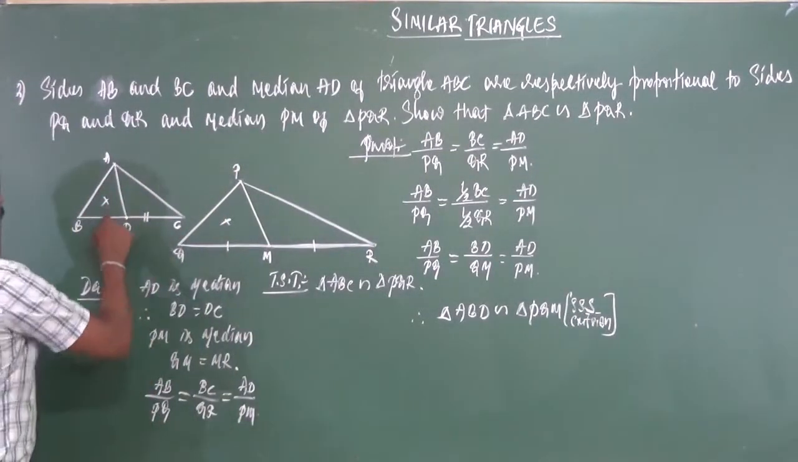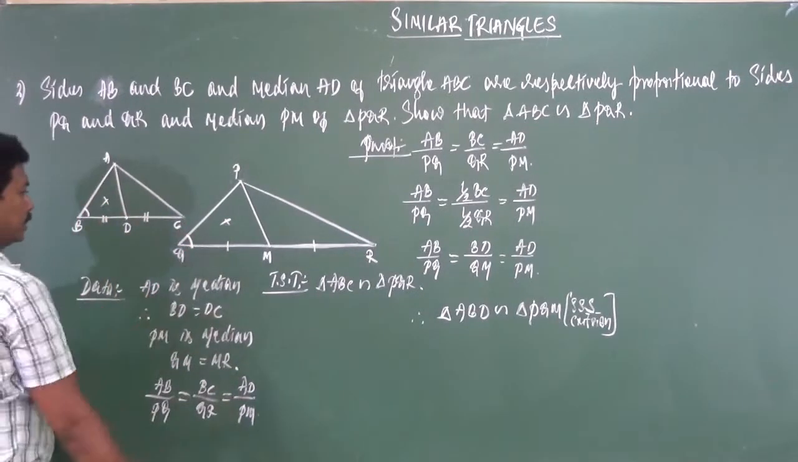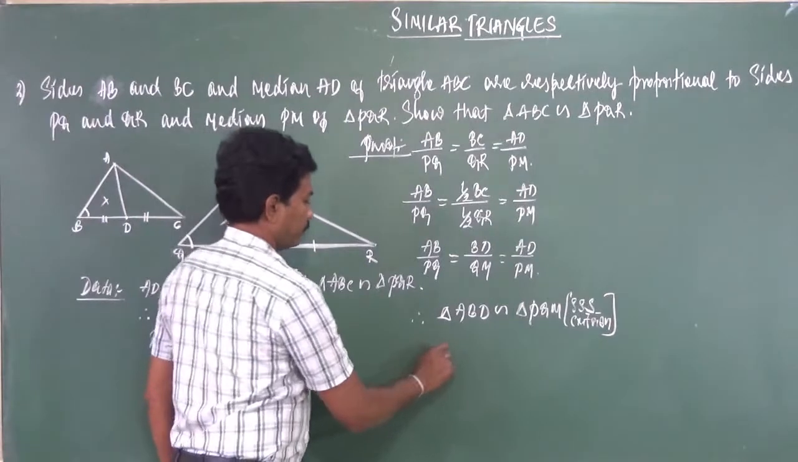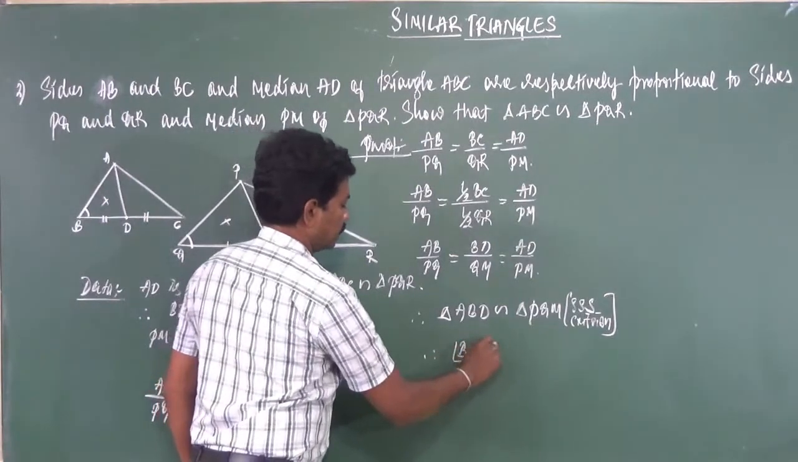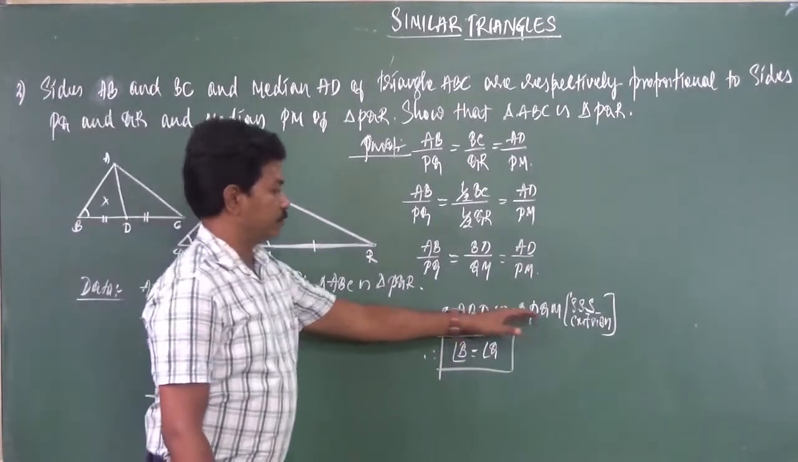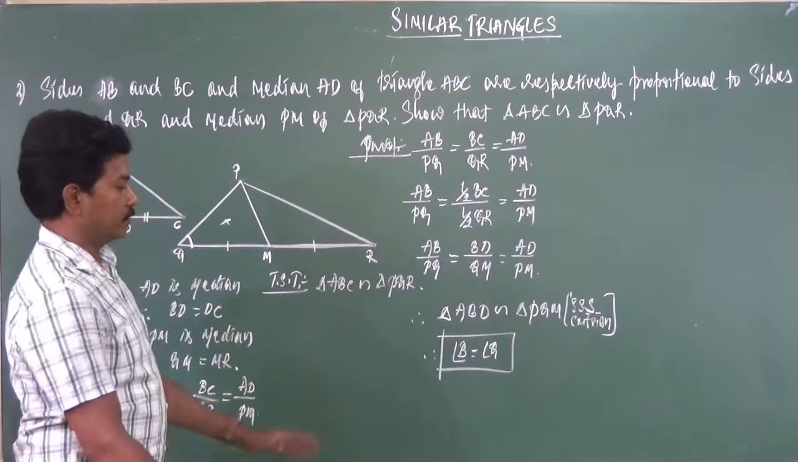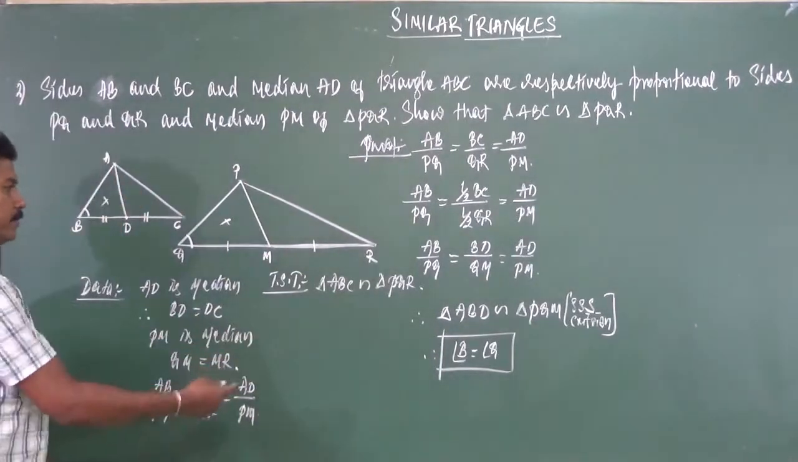So if these two triangles are similar to each other, then angle B will be equal to angle Q. Therefore, angle B is equal to angle Q. This is compulsory because as these two triangles are similar, their corresponding angles will be equal. So angle B is equal to angle Q. I have taken it, right.